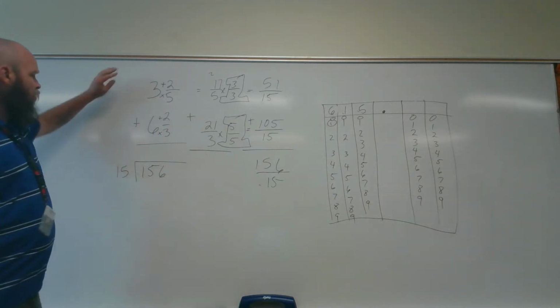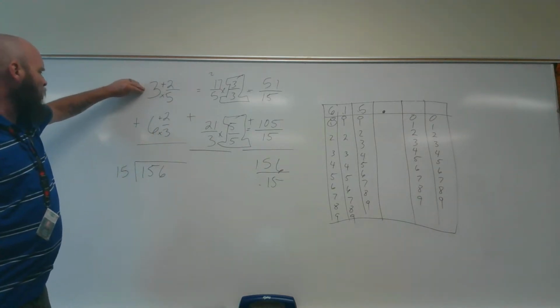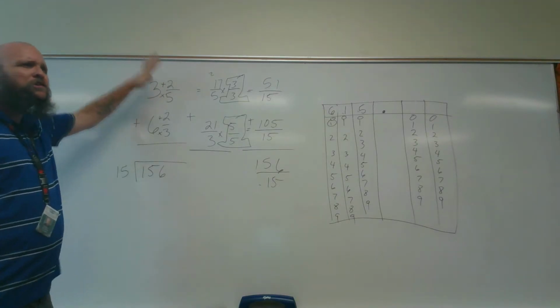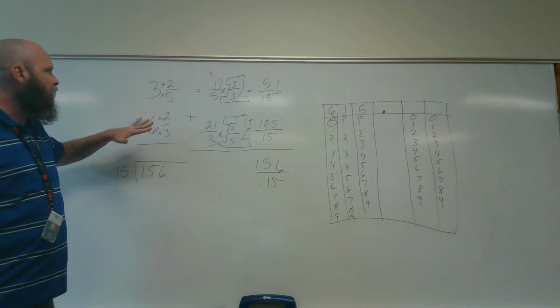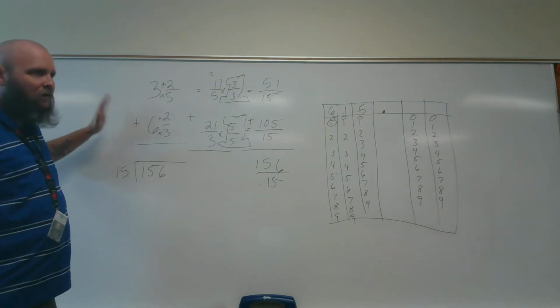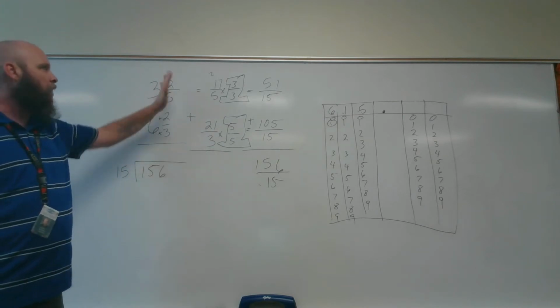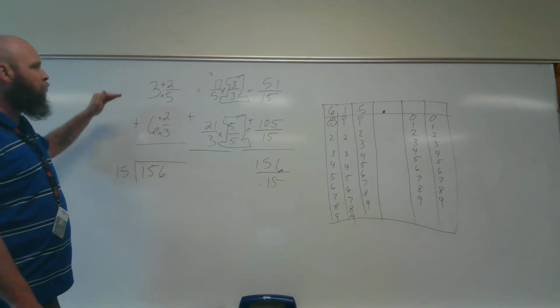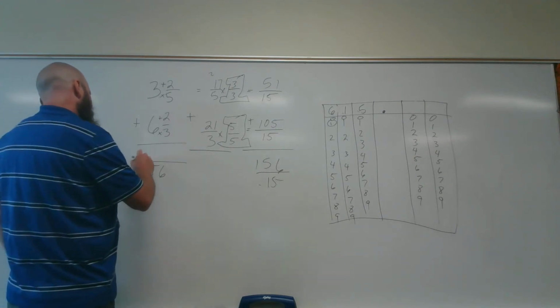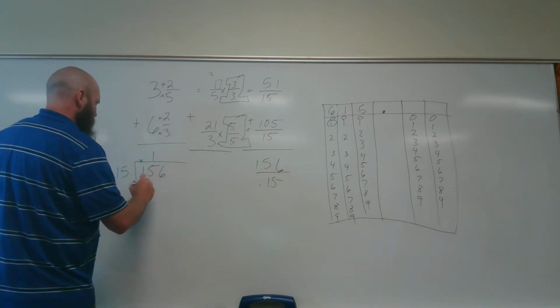All right, we also know our answer is going to be somewhere around 6 plus 3 is 9. So somewhere in the ballpark of 9. So it's 3 and a little bit plus 6 and a little bit. That's going to give me an answer around 9. Bigger than 9, because we have bigger than 3 plus bigger than 6. So 15 is not going to go into 1. It's going to go into 15 one time.